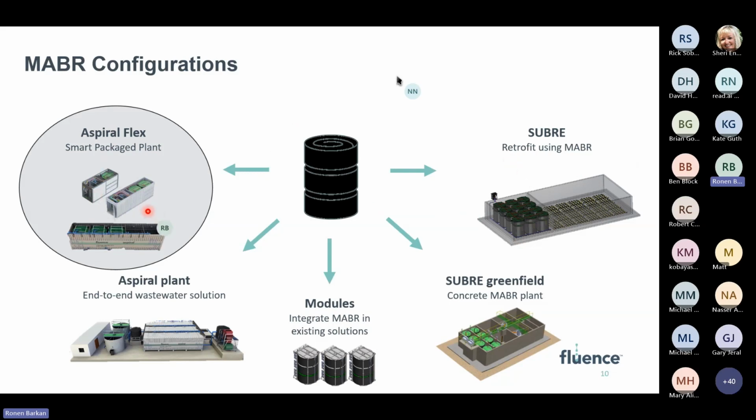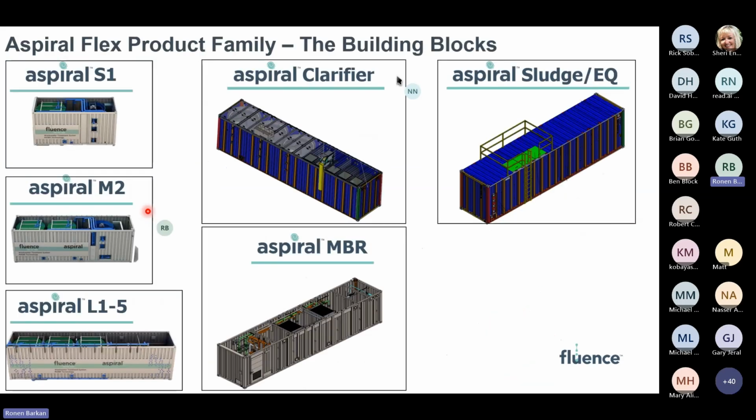Talking specifically about the Aspiral Flex, this is where we have created a package plant product line powered by the MABR technology. We call this product line Aspiral Flex, and we call it the building block approach. The idea behind it is that we've decided to develop our package plant in building blocks that have the same dimensions, looks, and sizes as typical marine shipping containers. These are not refurbished shipping containers. These are water tanks that we build from scratch, but we build them in the same shapes, looks, and dimensions as marine shipping containers, and we actually certify them as such.